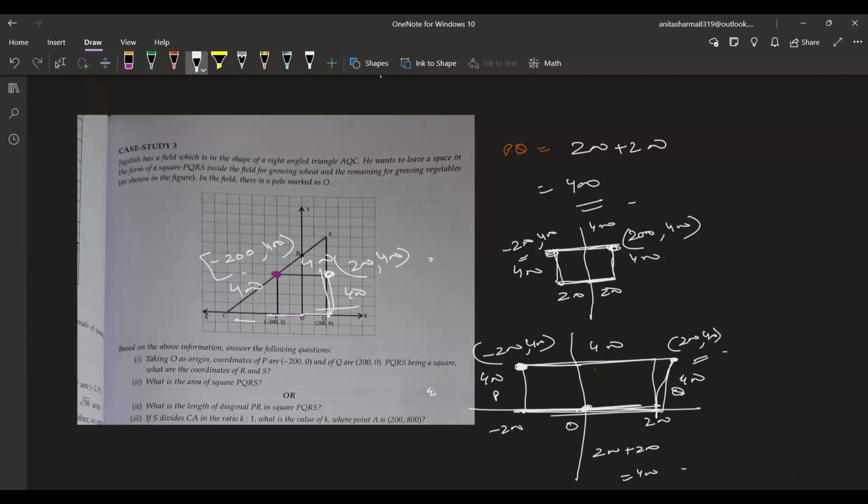Bhavna, Sudhamshu, Siddhant. So it's just logical reasoning, right? Yes? It's just logical reasoning, right? Yeah.